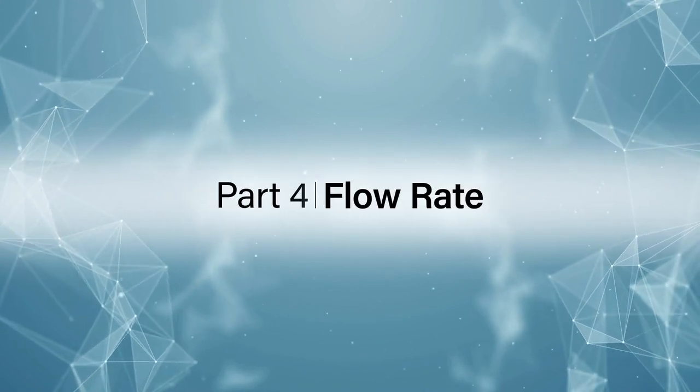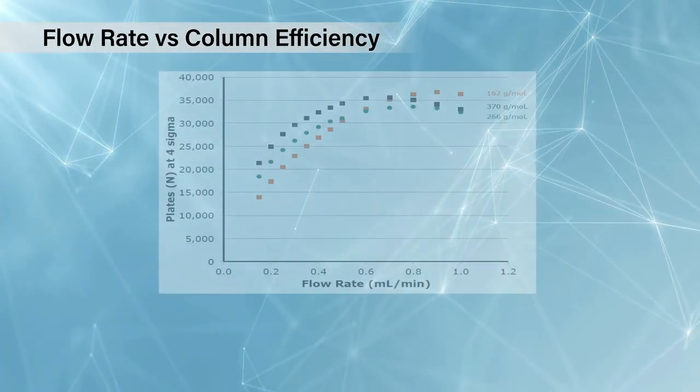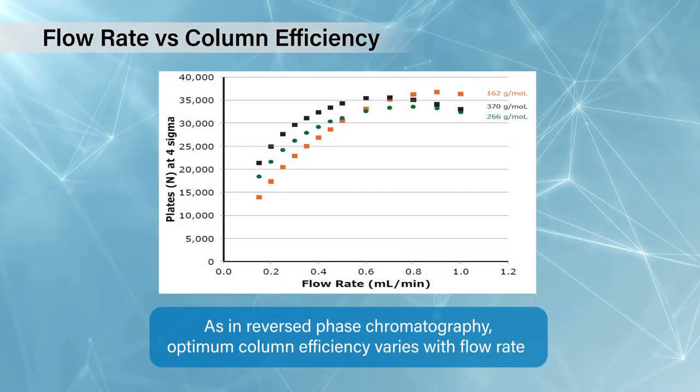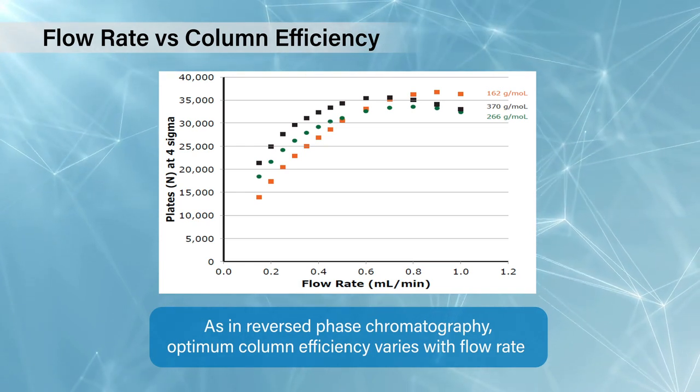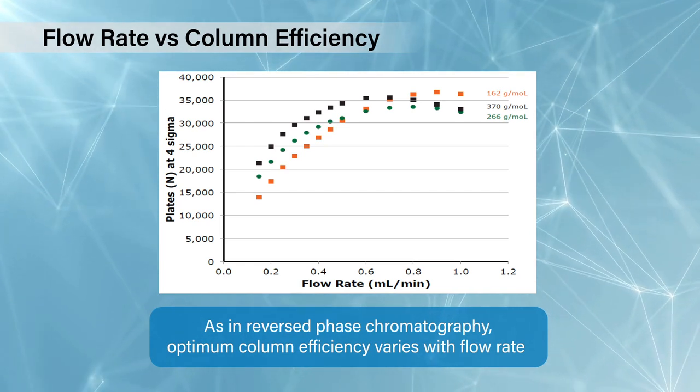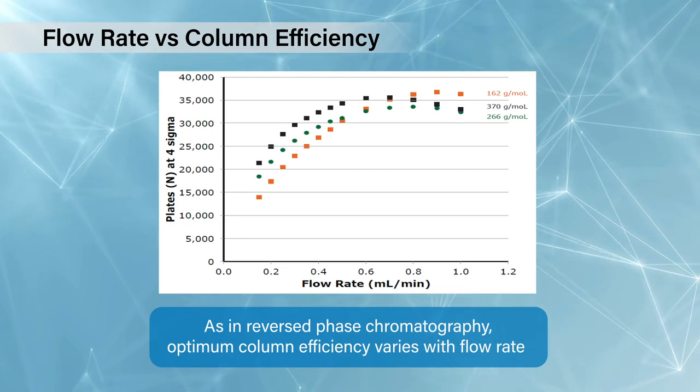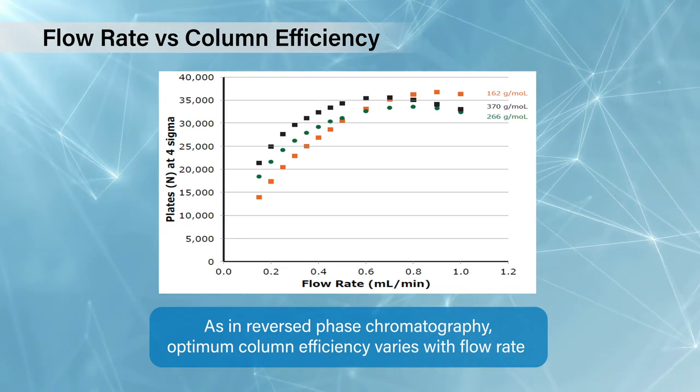So the next parameter is flow rate. This is going to be a compromise between the speed of analysis and the separation efficiency. As with reverse phase chromatography, I'm sure you're used to, the optimum column efficiency does vary with the flow rate. So you see the Van Deemter curves that you can generate. So it is important to consider this.